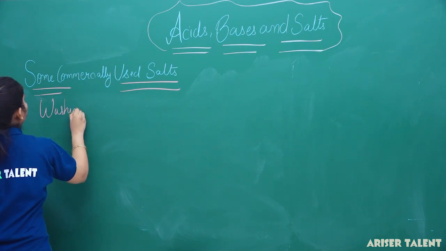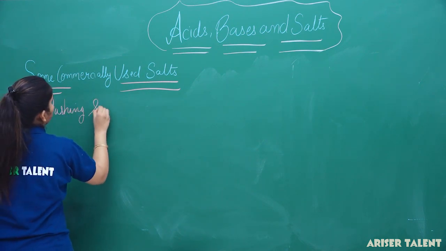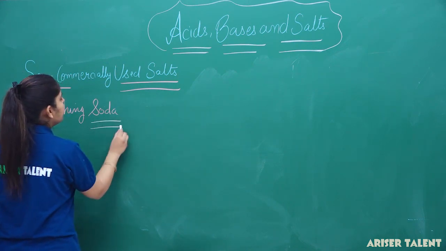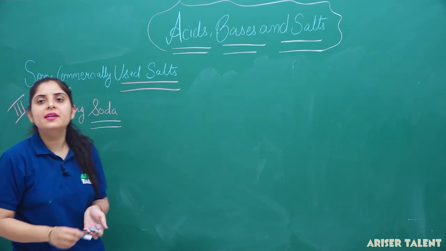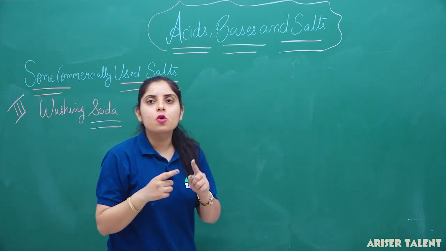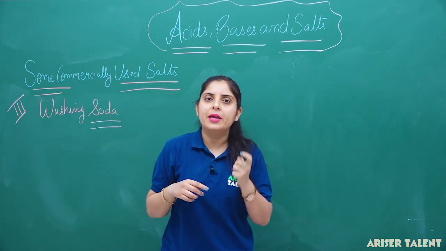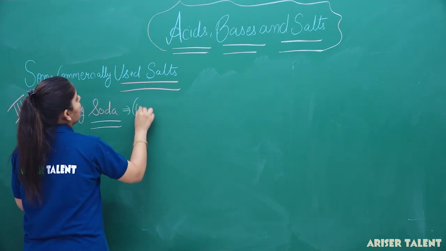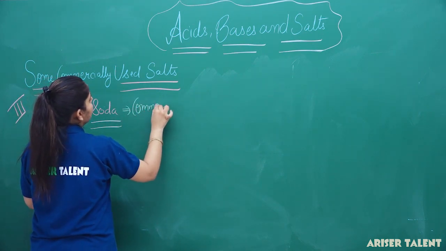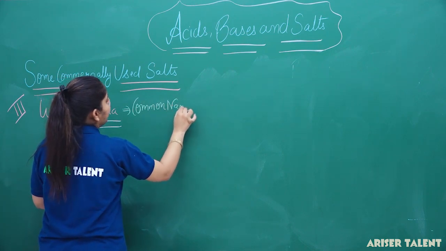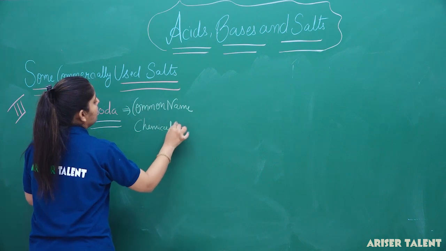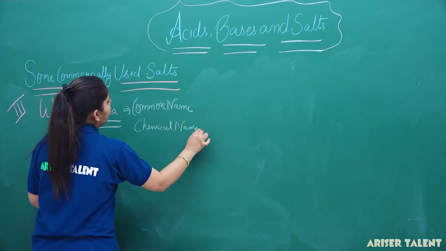Now the third salt will be washing soda. In case of washing soda, again we will write the three descriptions of it, that is its common name, chemical name and its chemical formula. So our three characterizations will be, first common name, second one is chemical name, and the third one will be the chemical formula.